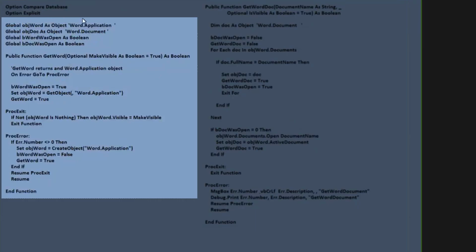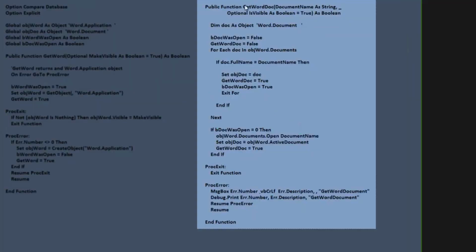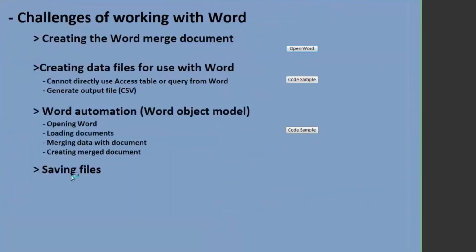Loading Word, I've got a couple of functions. I've got a GetWord function, which basically goes out and uses the GetObject or CreateObject methods to open Word and display it. I've got a GetWordDocument function so that I can pass it a document name, and it looks to see whether that document is already open in the documents collection, and if so, it sets the object appropriately. Otherwise, it goes down and gets that document. And then saving files, we'll talk about saving files as an issue as well.